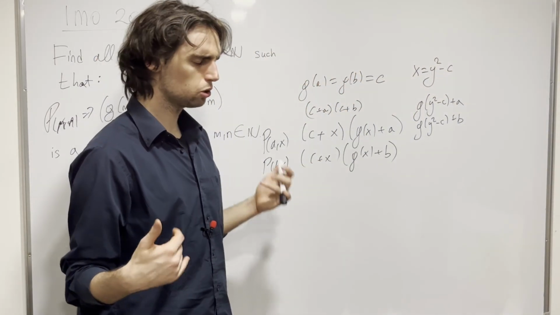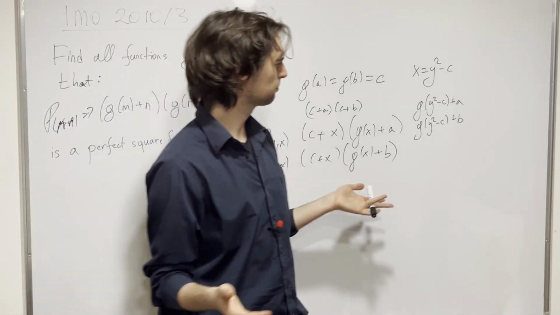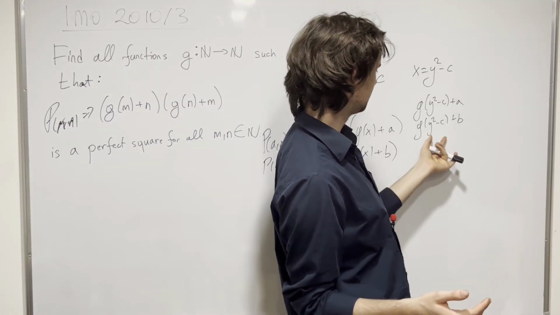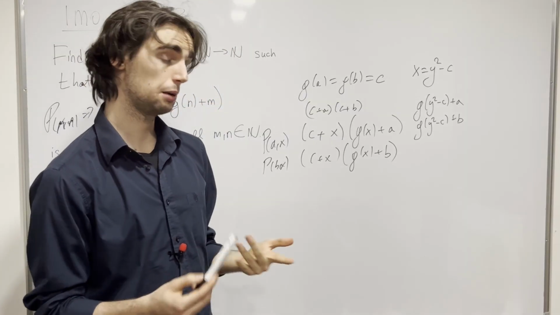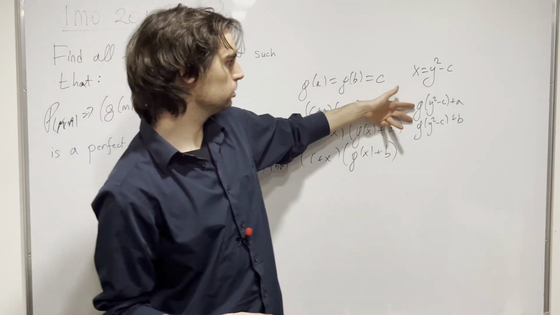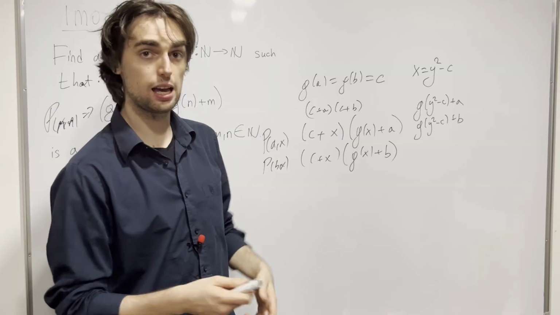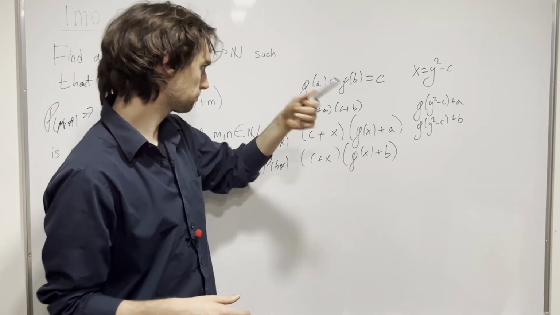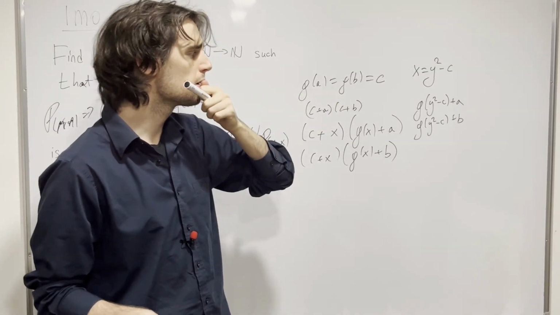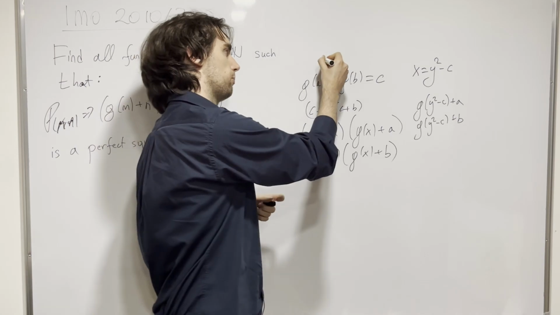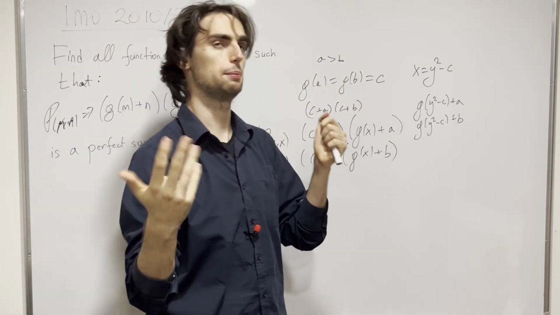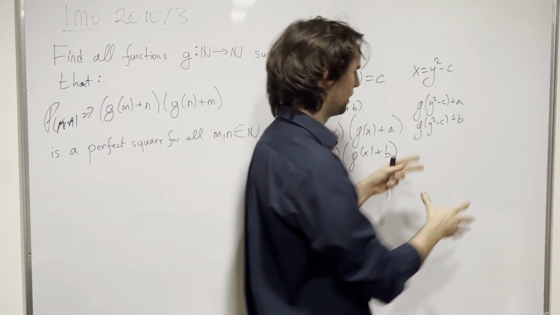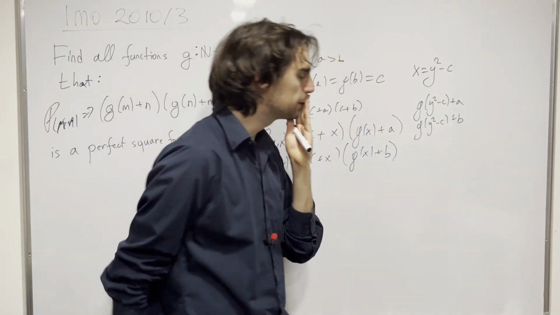Now the thing is, these are two squares, but this is the same thing, right? g of (y squared minus c), plus a and plus b. And we have two squares that differ by a minus b. Whichever one is bigger, when you say that a is bigger than b, they differ by a minus b. They also differ by b minus a, it doesn't matter, but they differ by a minus b.